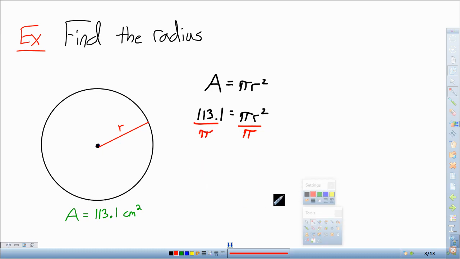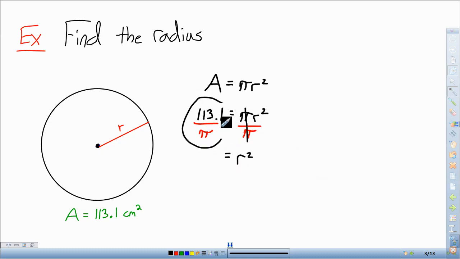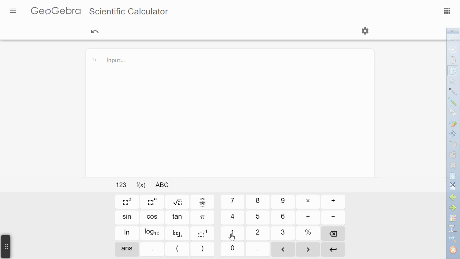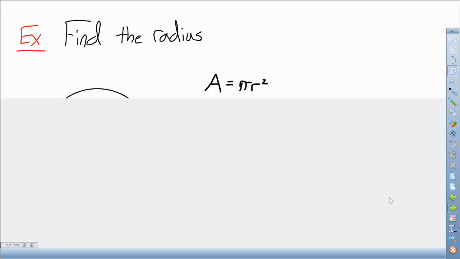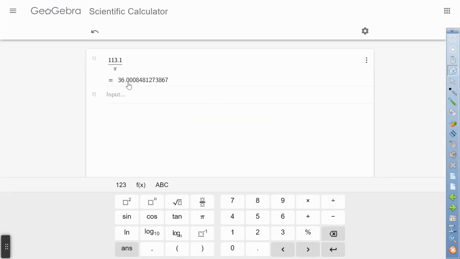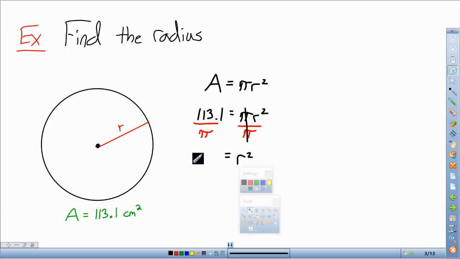So in your calculator, let's first do this. On the right we have r squared, but let's type this into our calculator. So 113.1 divided by pi. Make sure to clear your calculator every time. So 113.1 divided by pi. And it looks like we're getting 36.00. So we'll say 36.0.